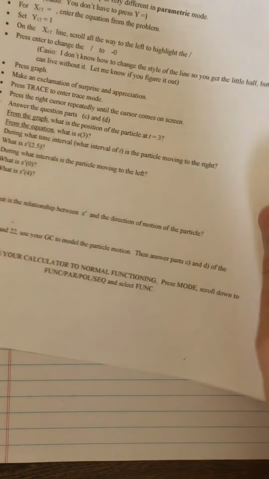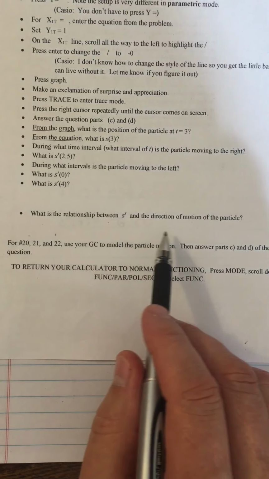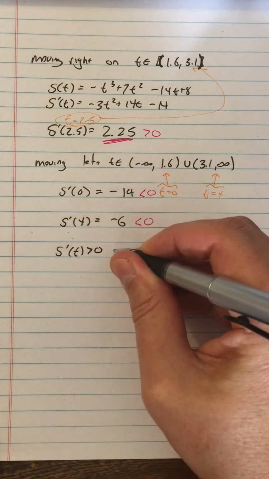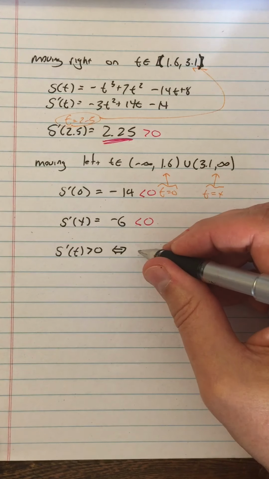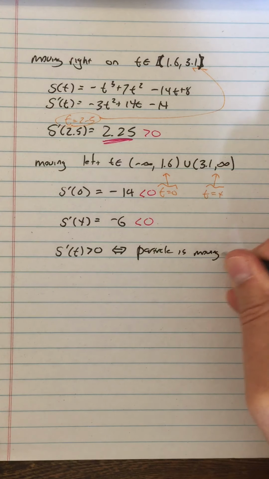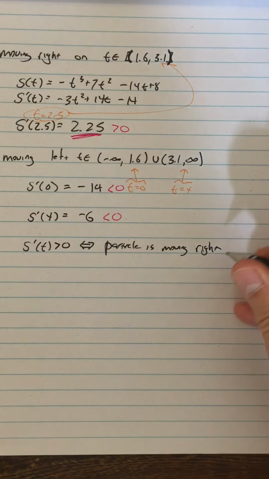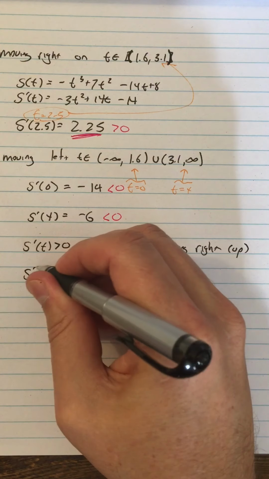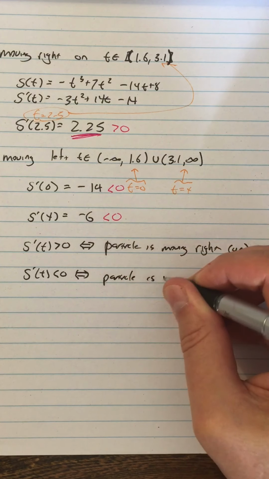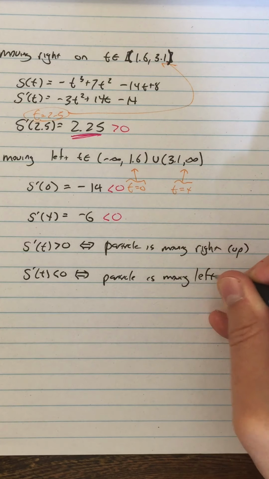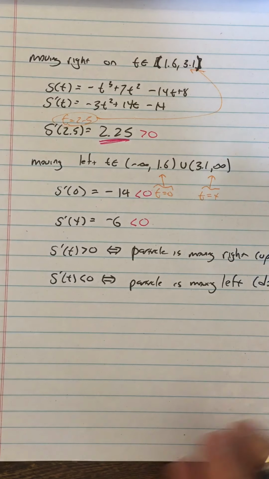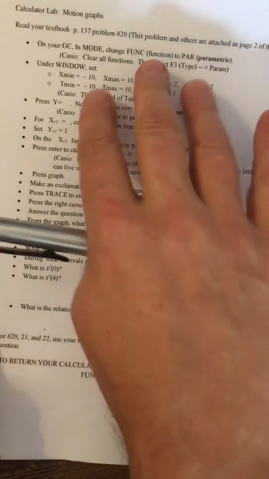I think I talked about that on Monday, right? What is the relationship between s prime and the direction of the motion of the particle? s prime of t is greater than 0 if and only if the particle is moving right. Or, by the way, if this is vertical motion, it could be up. And s prime of t is negative if and only if the particle is moving left, or if you're doing vertical motion, that would be down. So that is the conclusion we're supposed to come up with from this lab.